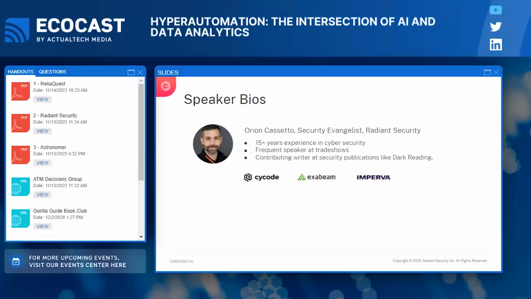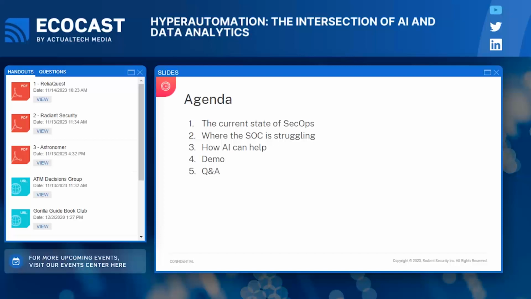What we'll be talking about today: a little bit about what's going on in the world of security operations. Then we'll talk about where the SOC very specifically is struggling and what we need to do to fix it. Then we'll talk about how AI can help, and we'll do a very short live demo at the end of the session. So I'm going to kick things off.